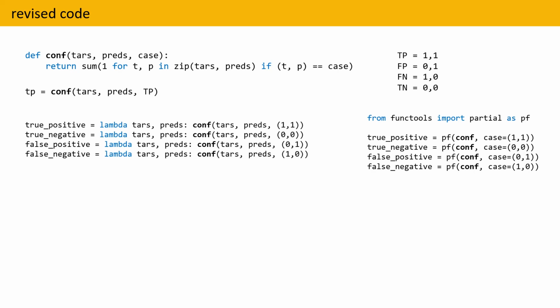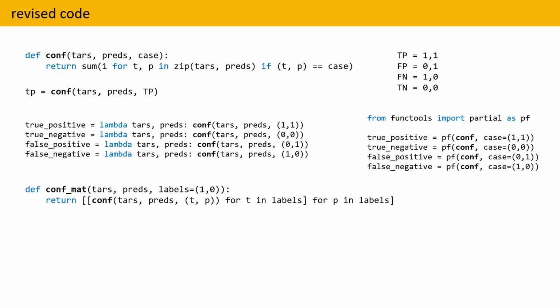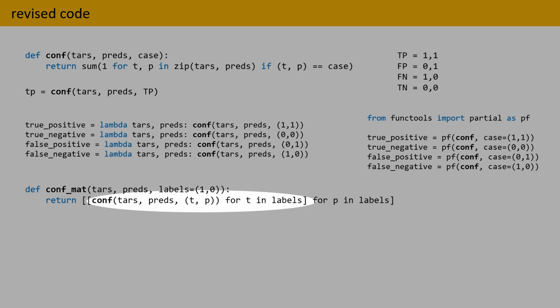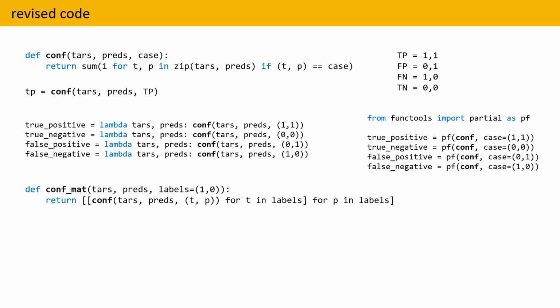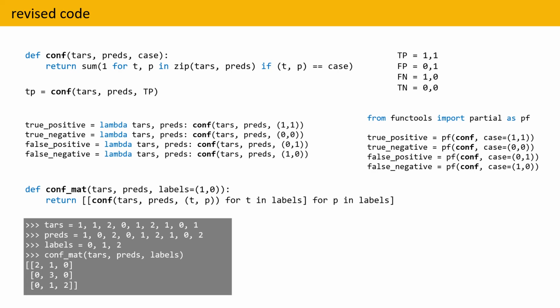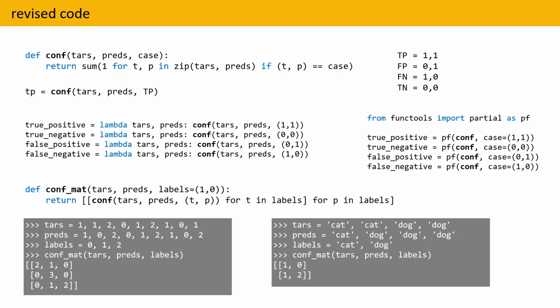The original code actually does not produce the confusion matrix, just its elements. However, with the new code, we can do this easily, using a nested list comprehension and our conf function. The new implementation has the additional advantage that it works for more than 2 classes, and the class labels don't even need to be numbers, but could be strings as well, since the conf function performs a tuple comparison.